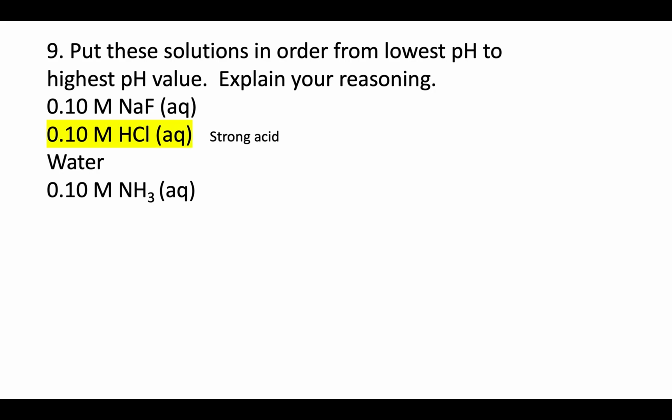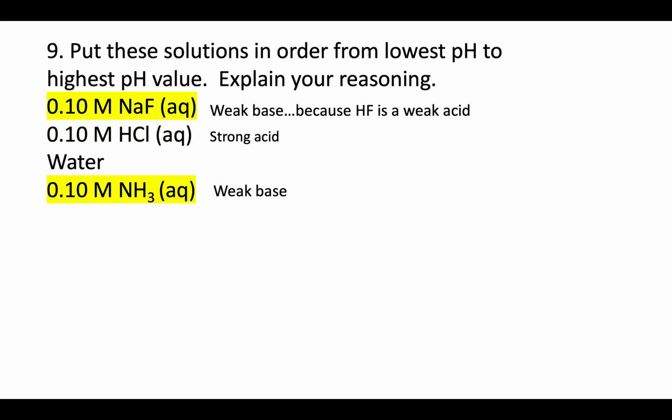So I have a strong acid, and I'd be seeking to explain that it has the lowest pH. I have two different ones that would be serving as weak bases. Ammonia is a weak base. Sodium fluoride is a weak base because HF is a weak acid, and here I'm thinking about the conjugate in that salt. For both of those, I sort of need some data, okay?